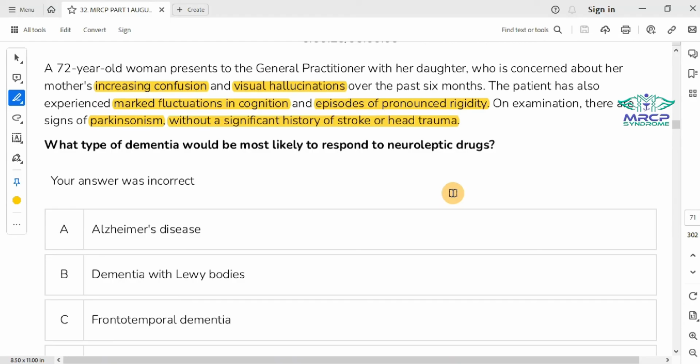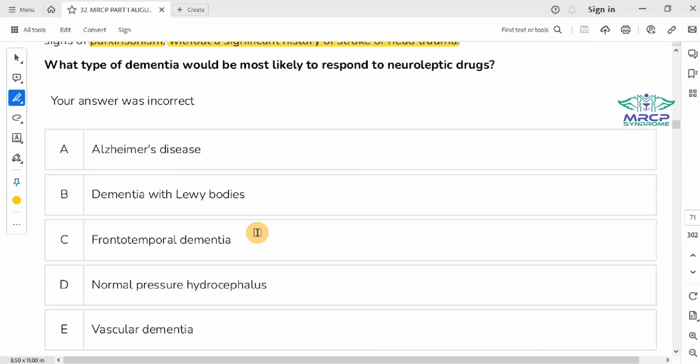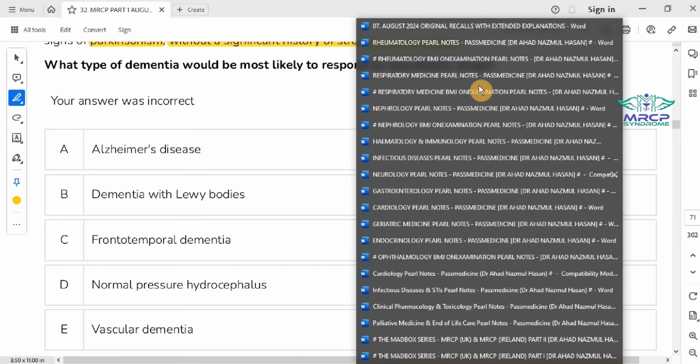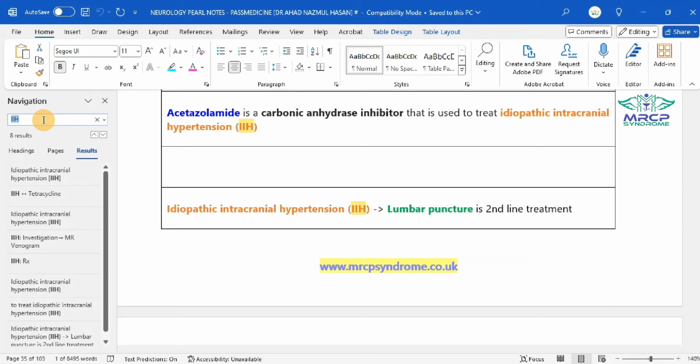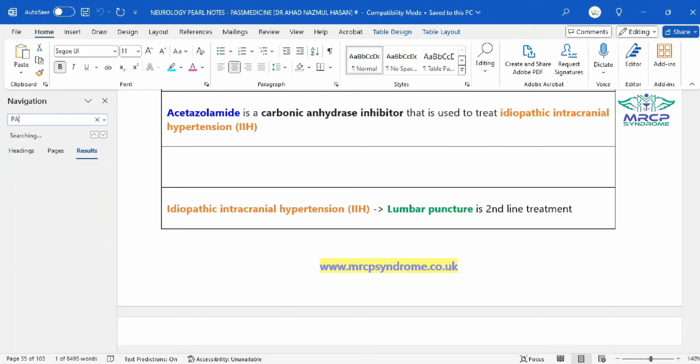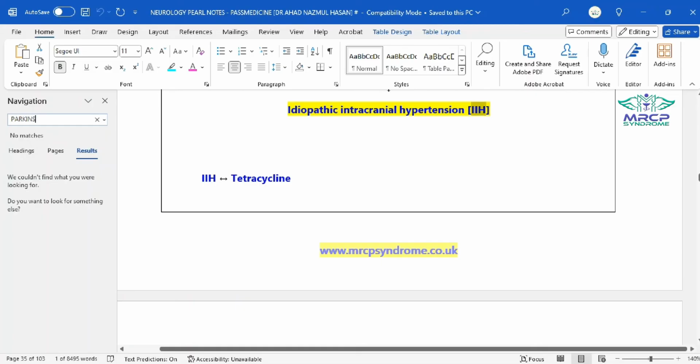Dementia with Lewy bodies. So Parkinsonism plus visual hallucinations. So the most likely diagnosis is dementia with Lewy bodies. And this is one of the Parkinson plus syndromes. What are the other Parkinson plus syndromes? Multi-system atrophy, progressive supranuclear palsy, corticobasal degeneration.